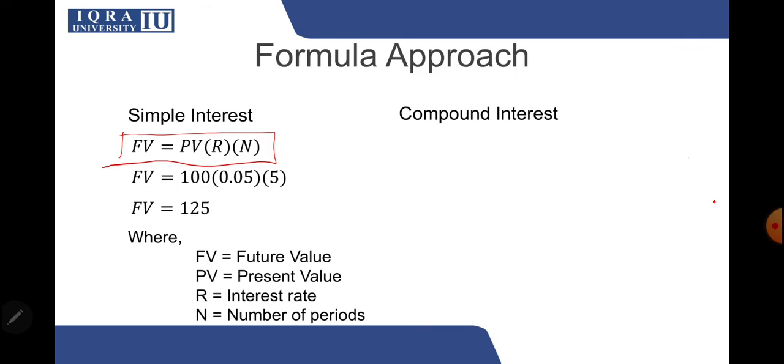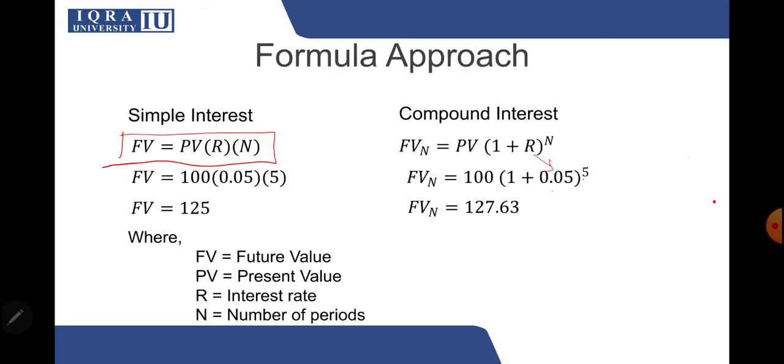And similarly, you can use a formula for compound interest. Again, FV is future value, PV is present value, R is the interest rate, and N is the number of periods. Over here you have 100, 1 plus R, where R will be 5% and N is 5. N over here is in power. So if you calculate this, you get 127.63. This is the future value for compound interest, and this is the future value for simple interest, like you already calculated it yourself as well.